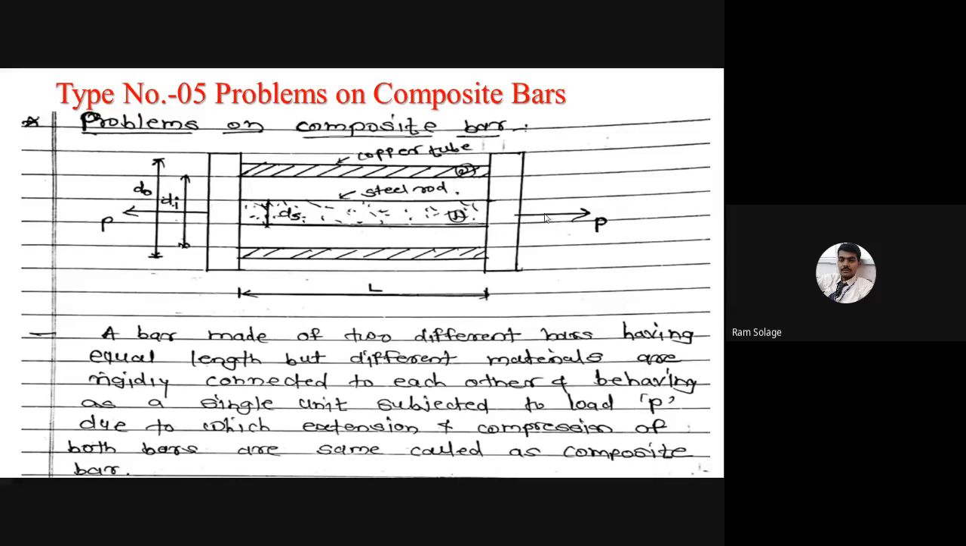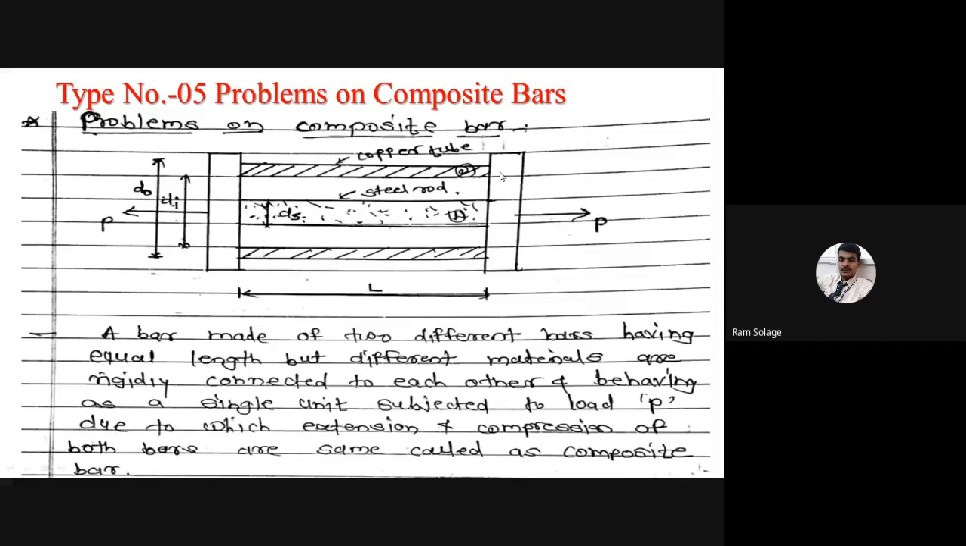Write down the explanation. A bar made up of two different bars having equal length. Different bar means what? One is a steel bar and the other is a copper bar. Having equal length means what? The length of that copper rod and steel rod is the same, it is given by capital L. But the different materials are rigidly connected to each other.